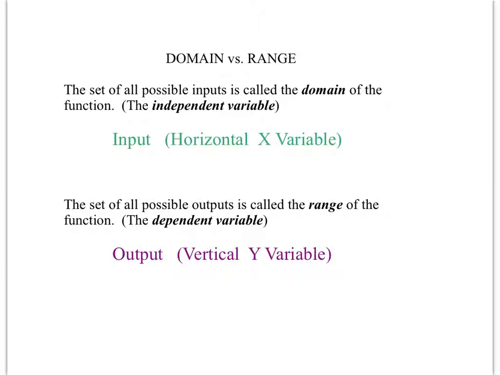All right, two more very important words you need to know. The domain of a function is the set of all possible inputs, or the x's of a function. It's the independent variable. When you graph a function, the independent variable will always be on the horizontal or the x-axis. It's the x variable. It's the input. It's where we start. The output of the function is called the range. It's the dependent variable because it depends upon the independent variable. What comes out depends upon what you put in. The output is the y. It's the vertical axis when we graph them. It's the y variable. That's the range.